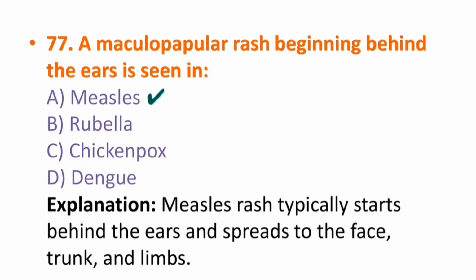A maculopapular rash beginning behind the ear is seen in option A measles, option B rubella, option C chickenpox, option D dengue. The correct answer is option A measles. Measles rash typically starts behind the ears and spreads to the face, trunk and limbs.